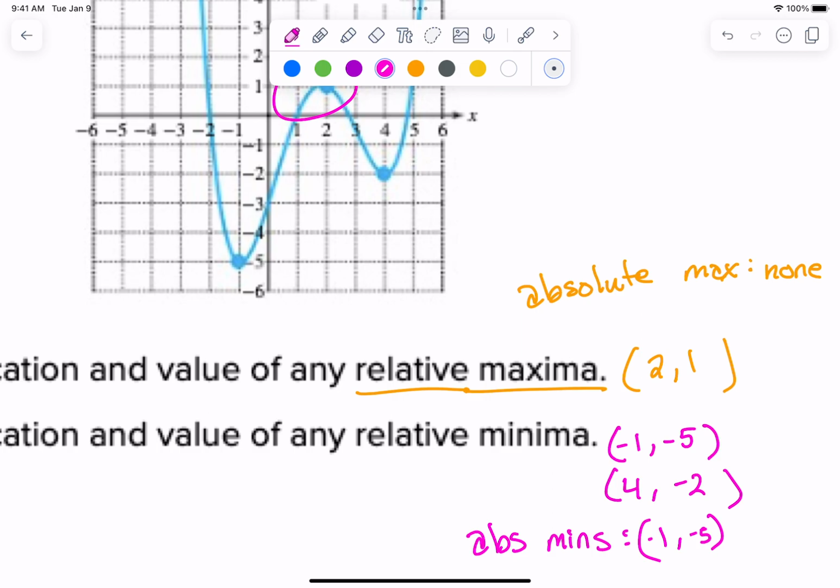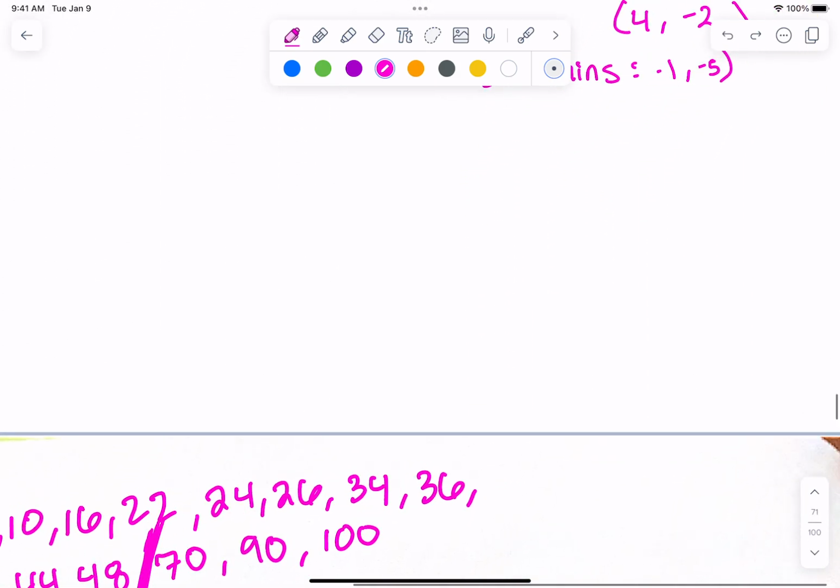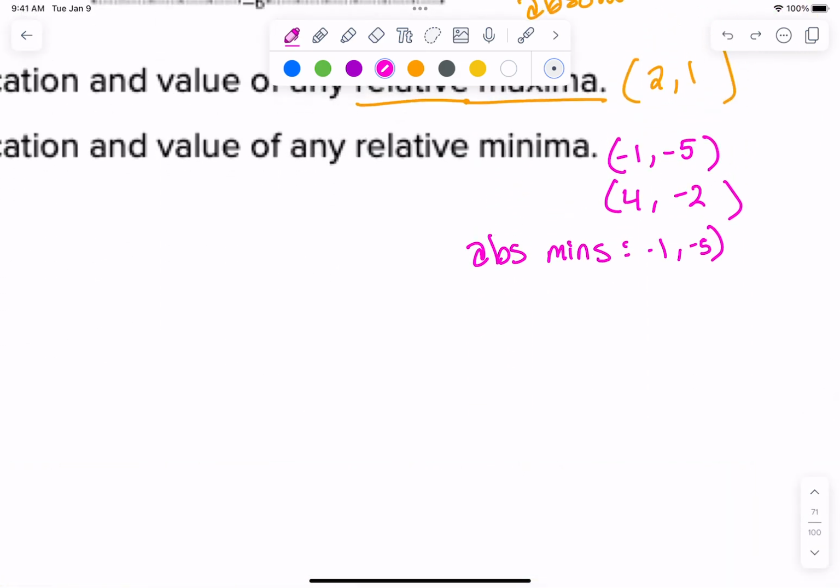Okay? Got it? Can you have two absolute mins and two absolute maxes? Unless they're the same point, I guess. Yeah, if this looks like a W, where they're the same here and here. Anyway, you can have two absolute mins and two absolute maxes. That's all I will say.